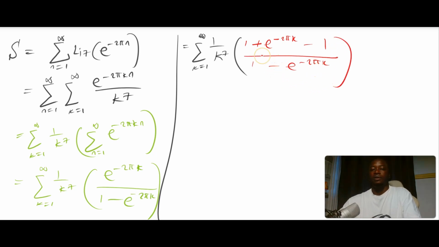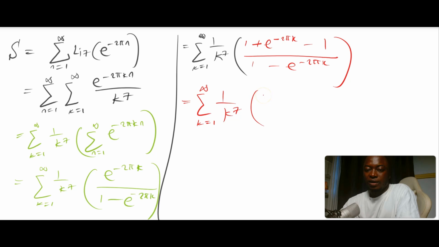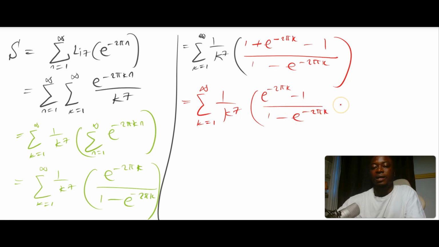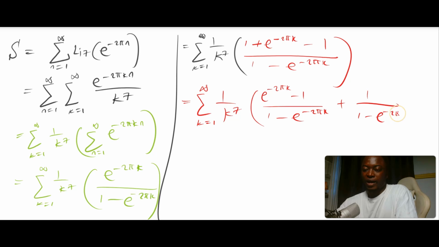So in this case now, you will write this as the sum as k runs from 1 up until infinity of 1 over k to the 7th power. Then on this side here, I think we could notice something, that we could write this as e to the negative 2 pi k minus 1, all divided by 1 minus e to the negative 2 pi k. And then on this side you have a plus 1 over 1 minus e to the negative 2 pi k. So we can simplify it in this way.